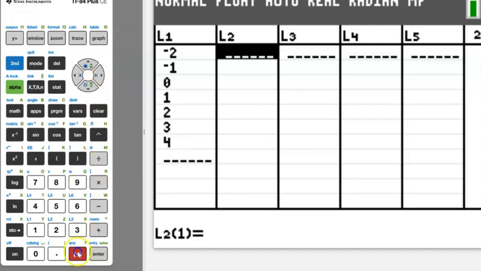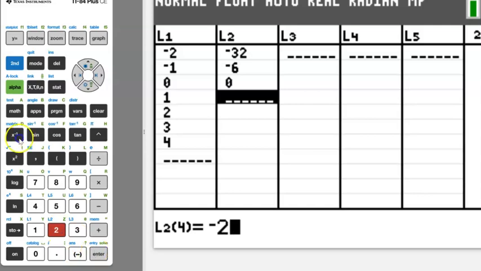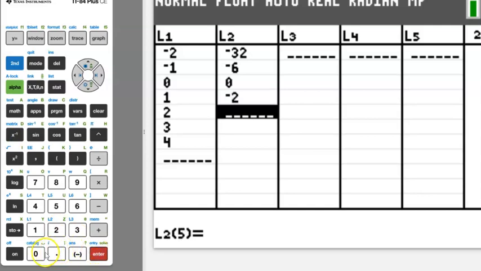Then we go to the y values. These are -32. Enter, you have -6. Enter, you have 0. Enter, you have -2. Enter, you have 0 again. Enter, you have 18.